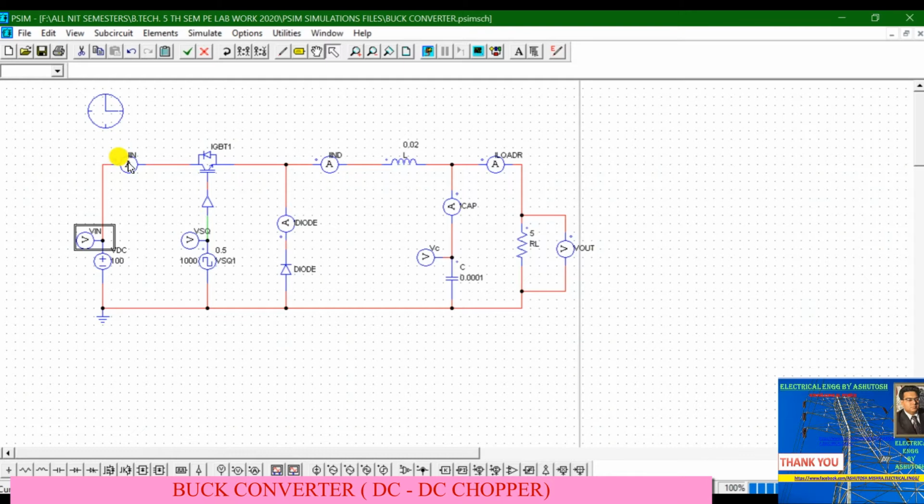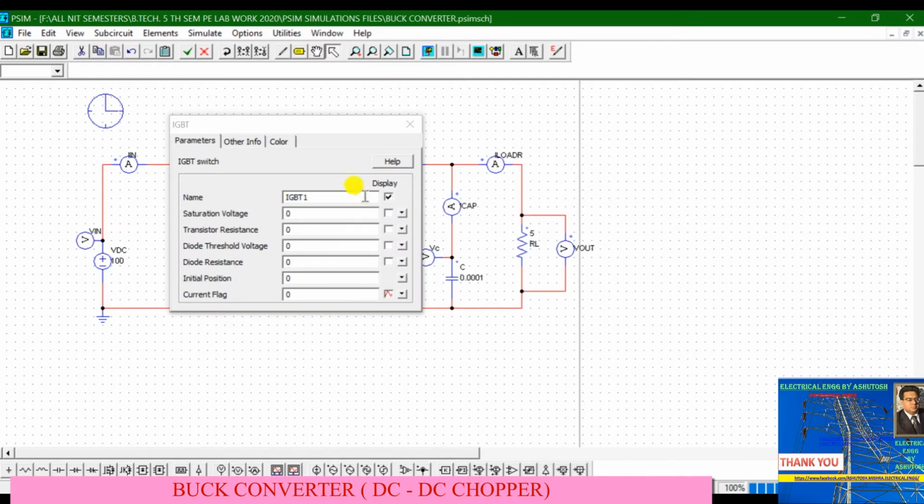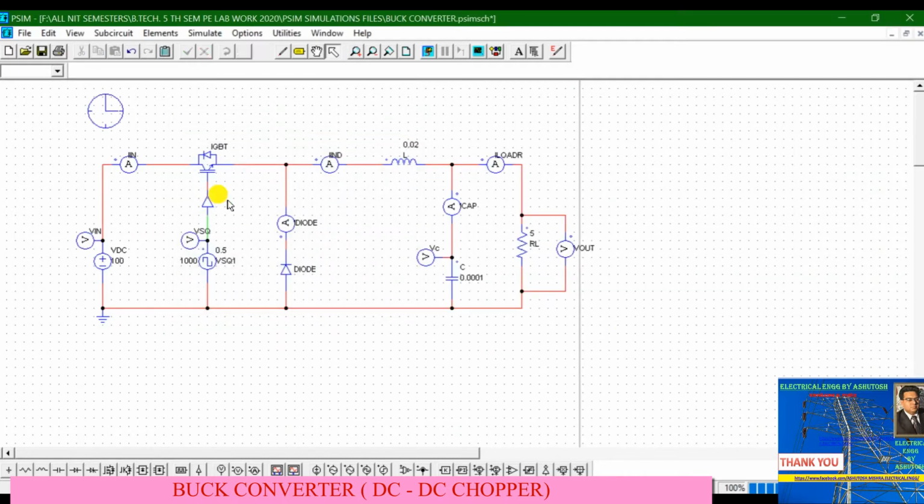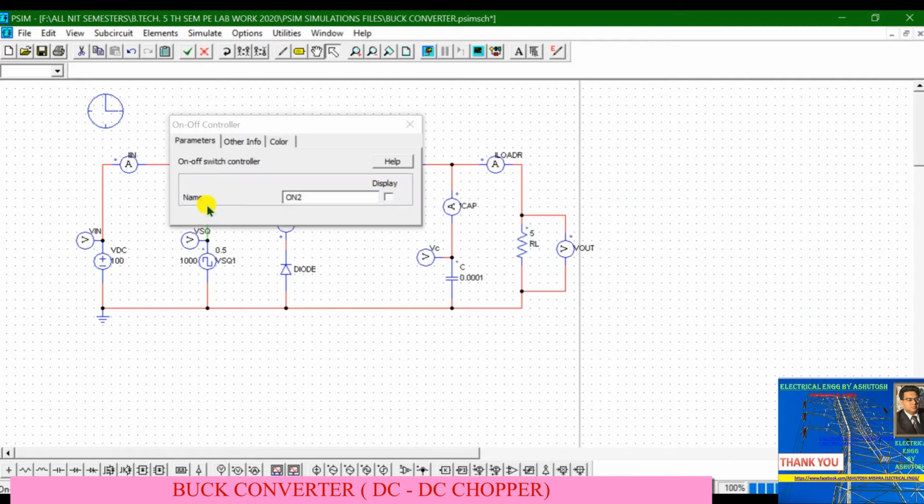Then connected a current probe, which will measure the input current, and it uses IGBT switches. Whether we use MOSFET, thyristor or IGBT, here we have selected the IGBT switch. Then the gate control is connected from the on-off controller. As you can see, this is the IGBT, and the gate point is connected with the on-off controller.